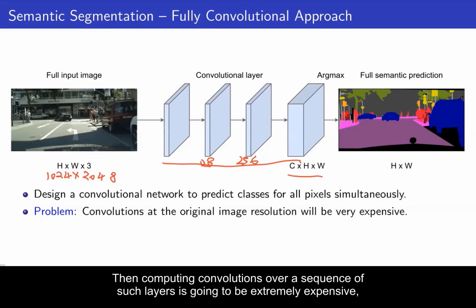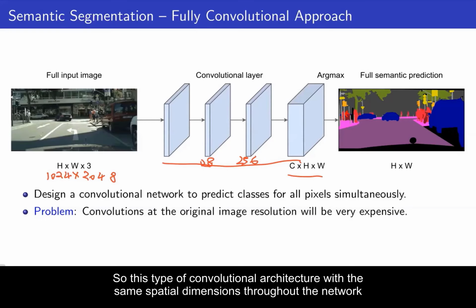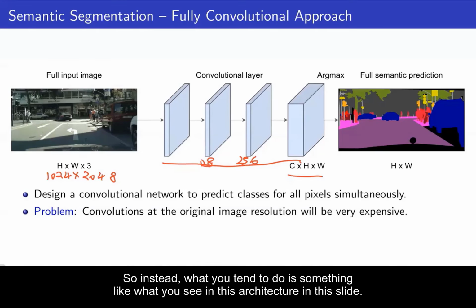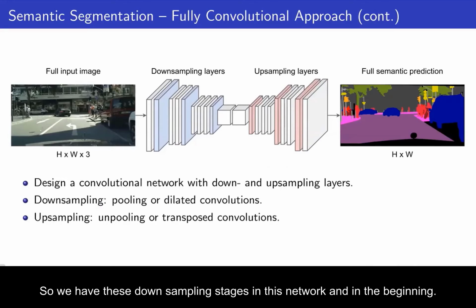Then computing convolutions over a sequence of such layers is going to be extremely expensive as well as memory intensive. So this type of convolutional architecture with the same spatial dimensions throughout the network is almost never used in real world applications. So instead, what you tend to do is something like what you see in this architecture in this slide.